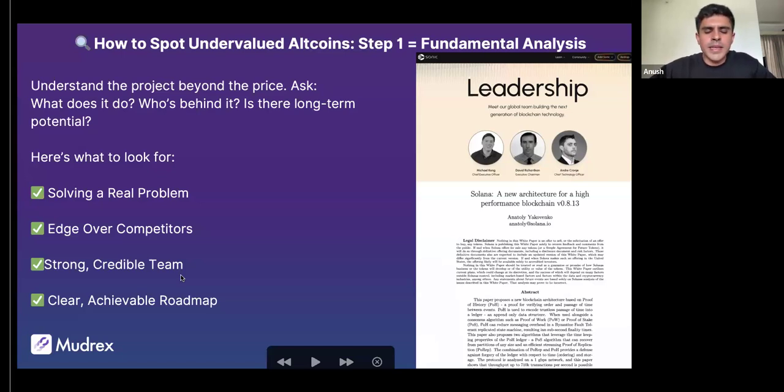In simple terms, fundamental analysis is about understanding the true value of a project beyond just the price of its token. Instead of asking, is this coin pumping? You're asking, what does this project do? Is it solving a real problem? Who is building it? And is there long-term potential?